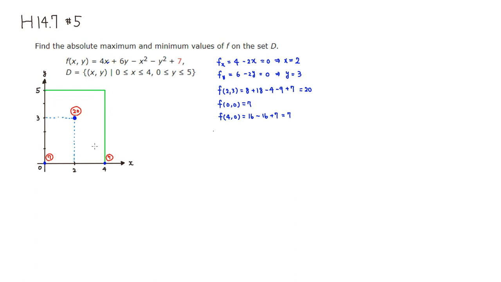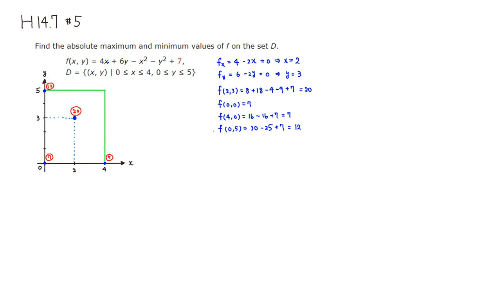And how about right here, (0, 5)? If you compute f of (0, 5), x is 0 and y is 5, so 6 times 5 is 30, minus x squared is 0, and minus 5 squared is 25, and then plus 7. So it's 5 plus 7, which is 12. The value there is 12.